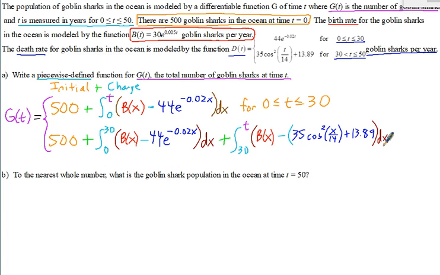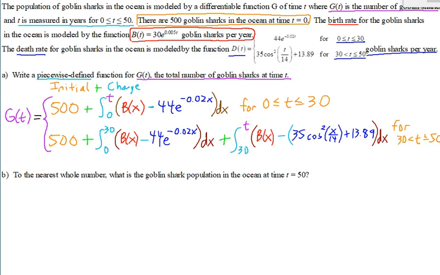Times dx. So this would tell you, let's say it was 35. If you plug in 35 here, you have the initial 500 plus the change from 0 to 30, the first 30 years of the goblin sharks. And then this integral would give you the change from 30 to 35. Year 30 to 35 was changed there. And this one applies for the interval 30 less than t less than or equal to 30.